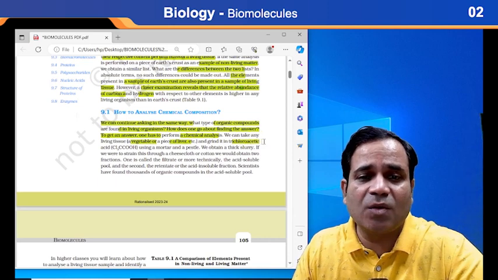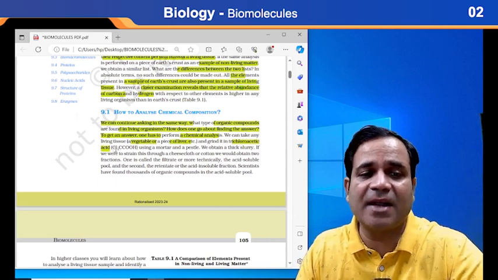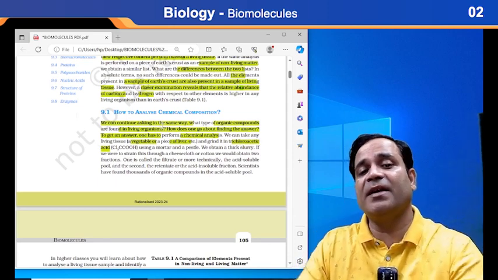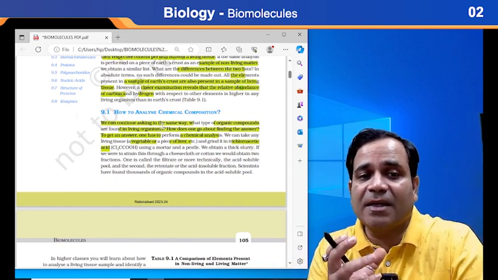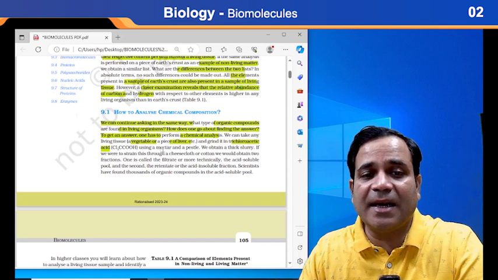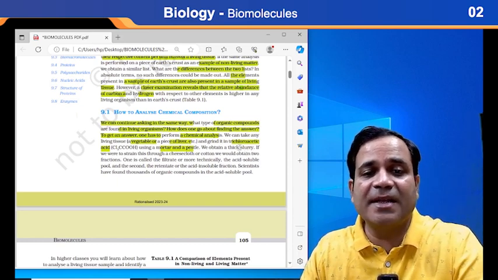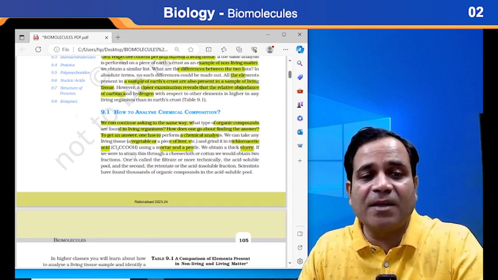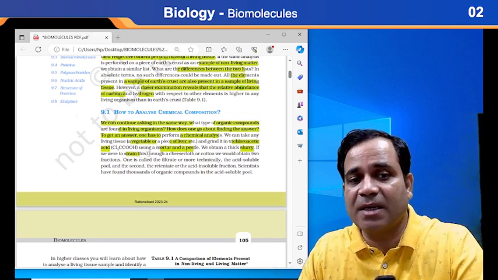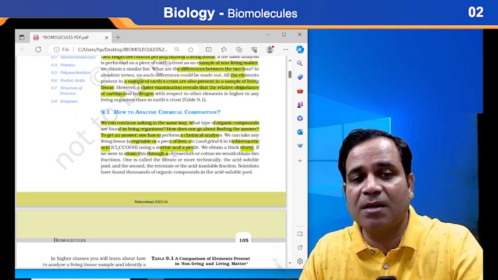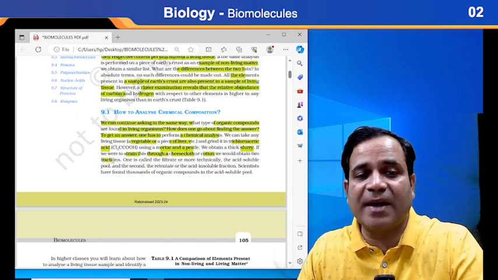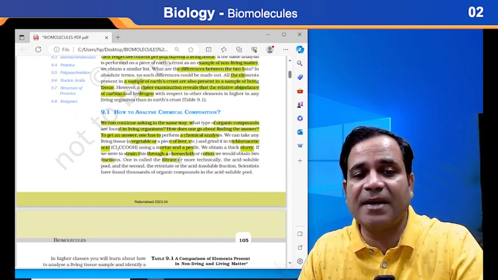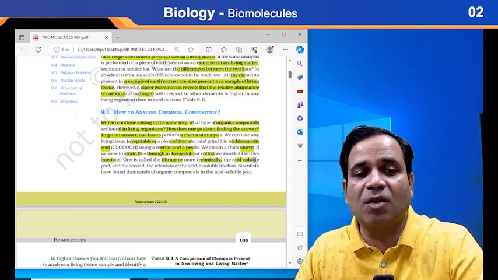Here the example is, my dear, take vegetable peels or a piece of liver and grind it in trichloroacetic acid. When we grind this in trichloroacetic acid, using a mortar and a vessel, we obtain a thick slurry. If we strain it through cheesecloth or cotton, we obtain two fractions. One is called the filtrate, and more technically, the acid soluble pool.